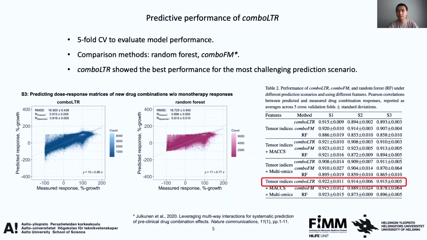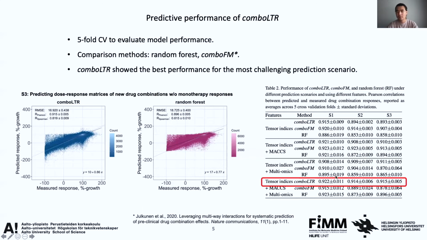And then we used a 5-fold cross-validation to evaluate the model performance of ComboLTR and compared it with 2 other methods, the random forest and ComboFM, which is a factorization machine-based method developed also by our lab. And the 2 figures on the left are the scatter plots of measured and predicted drug combination responses from ComboLTR and random forest as an example in the most challenging S3 prediction scenario. In this challenging scenario, ComboLTR clearly outperformed random forest.